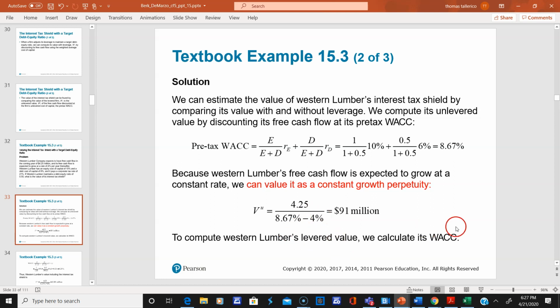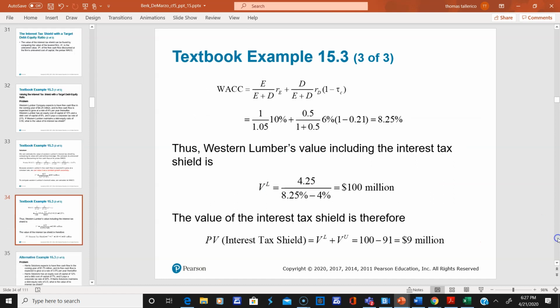Now we've got to calculate the weighted average cost of capital on the levered company. So now here we are with the levered equation. You see this little portion right here? Now, all these numbers pretty much stay the same. And all you do is add the tax rate here. And now this weighted average cost of capital comes out to 8.25, which is lower, with the interest tax shield. So you put that there, and the value of the company now is 100.